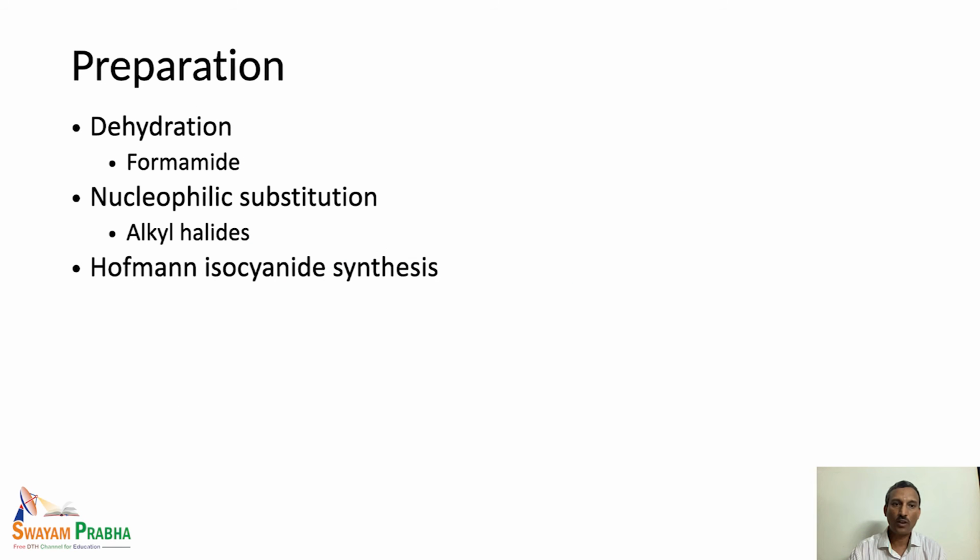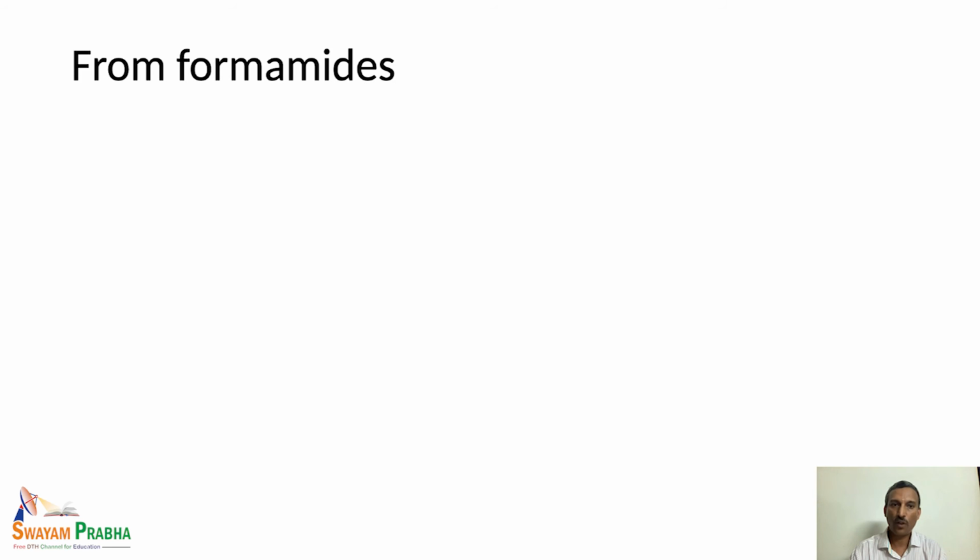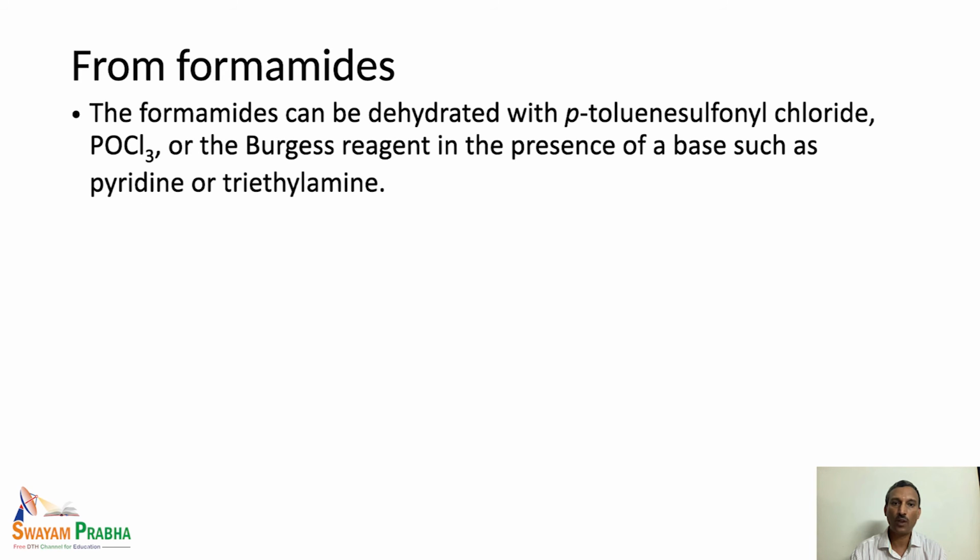Let us look at the preparation methods of isonitriles. We can prepare isonitriles from formamide. We can also do nucleophilic substitution reactions of alkyl halides, and we can also prepare isonitriles using the Hofmann isocyanide synthesis. So, from formamides, how can we actually prepare them? The formamides are dehydrated using para-toluenesulfonyl chloride, POCl3 or Burgess reagent in the presence of a base.